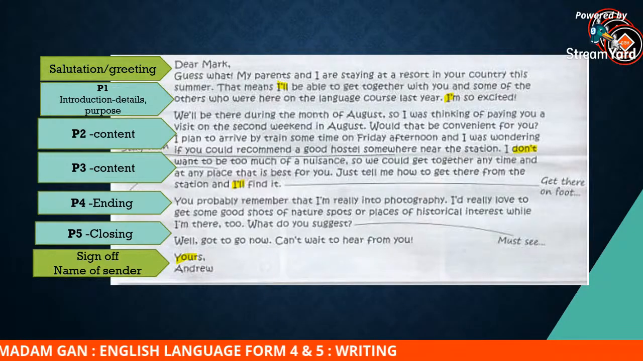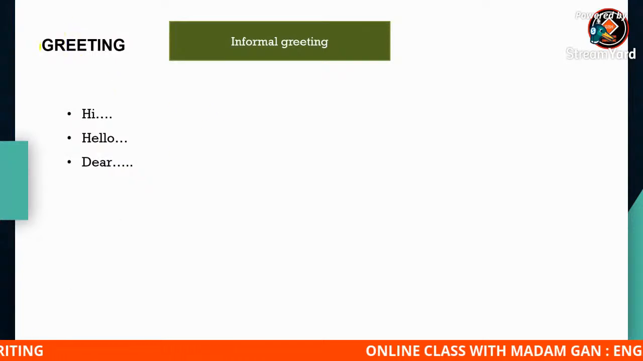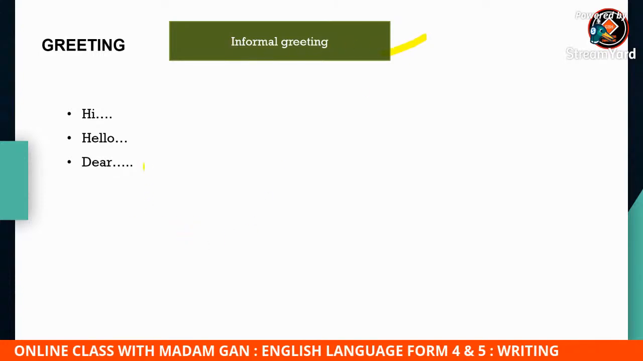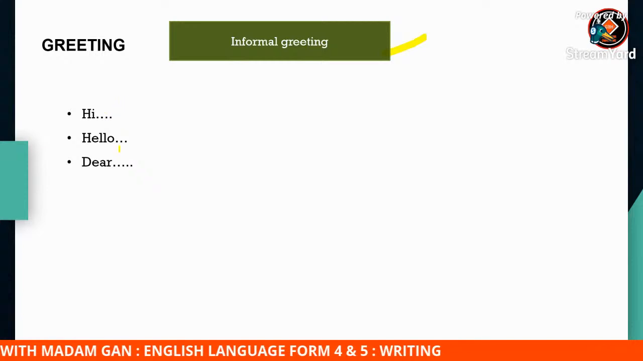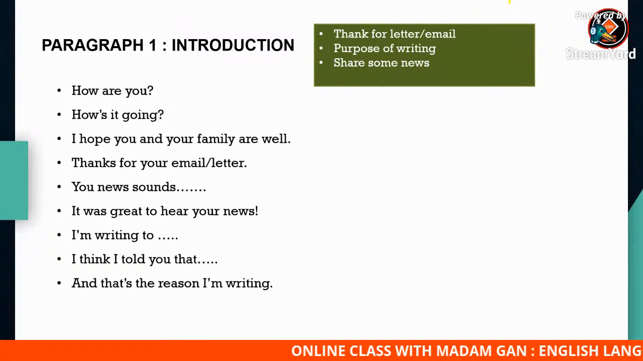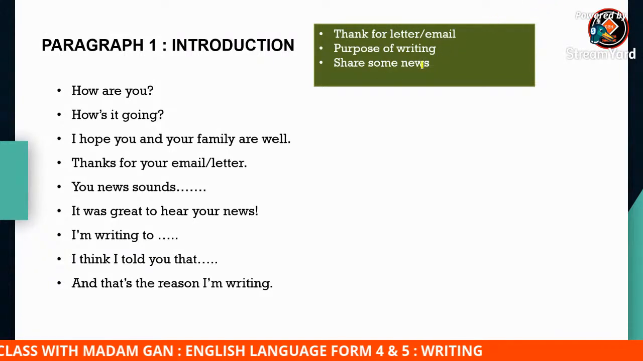Okay, so again, we are looking at all the paragraphing, including greeting and sign off. So remember, this is for informal, an informal email or informal letter. So you can write hi, hello, or dear. And then paragraph 1: remember you can thank your friend or your sister or others for the letter or email they sent to you. And then state the purpose of your writing and share some good news.